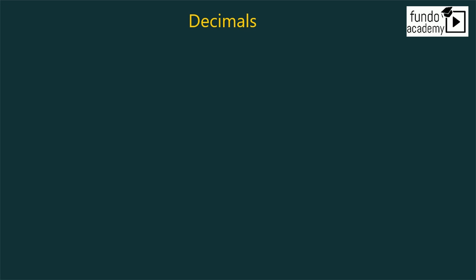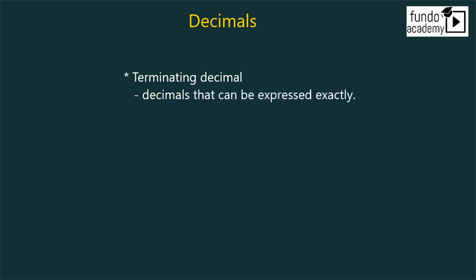Alright, while we're talking about decimals, we want to look at two types of decimal that we have. We have what we call terminating decimals. Now with terminating decimals, we're saying that these are decimals that can be expressed exactly. So they can be expressed exactly. For example, if you have a decimal like 0.06, it's a terminating decimal.